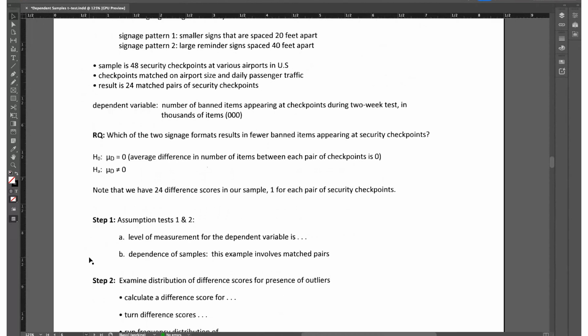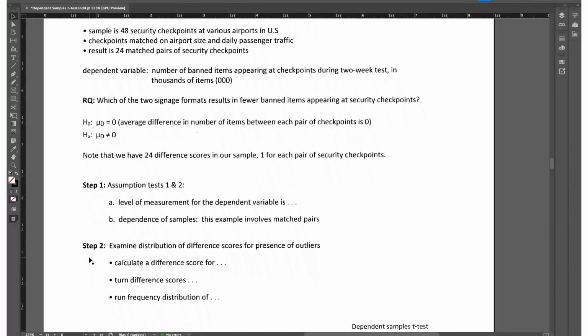Now we're going to go through the assumptions, the assumption tests. For 1 and 2, let's start there. We are looking at the level of measurement. For the dependent variable, remember that we want it to be interval or ratio. In this case, we are looking at the number of items. We're just counting that. So this is ratio, so we're good there. And then dependence of samples. This example involves matched pairs.